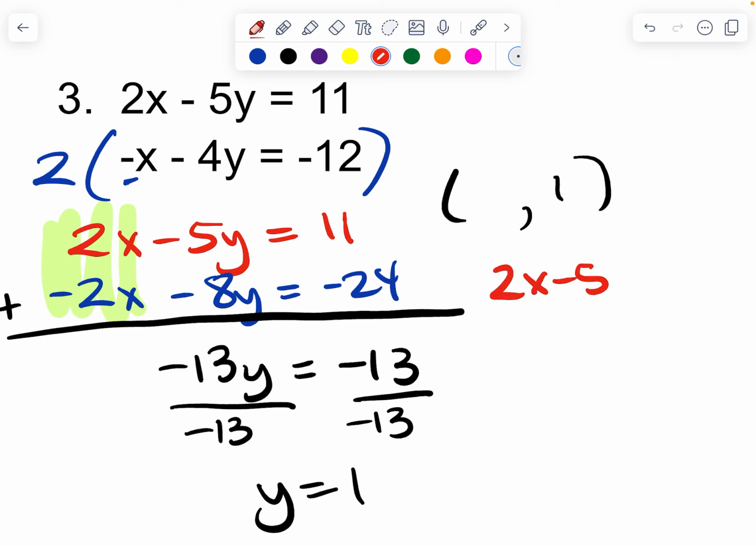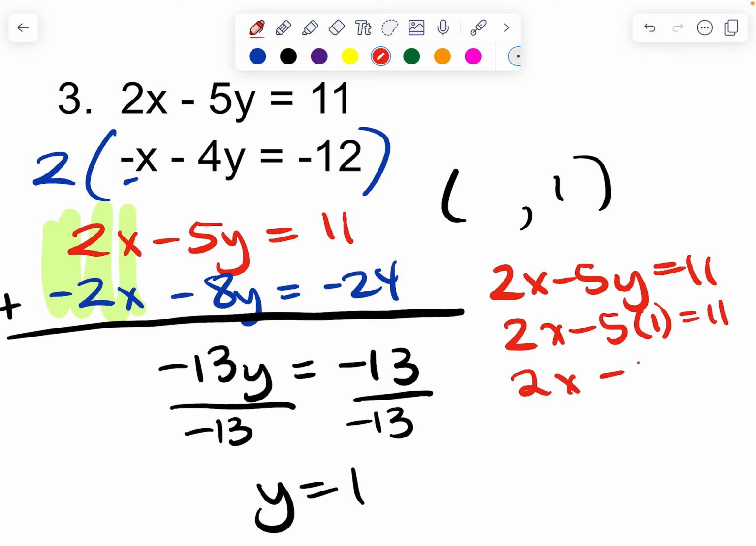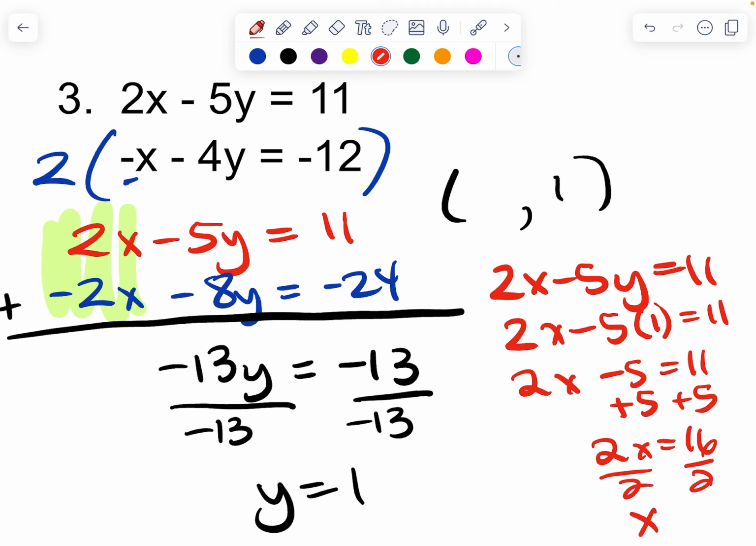2x minus 5y equals 11. So 2x minus 5 times 1 equals 11. 2x minus 5 equals 11. So I add 5 to both sides. I get 2x equals 16. I divide by 2, and I get x equals 8.